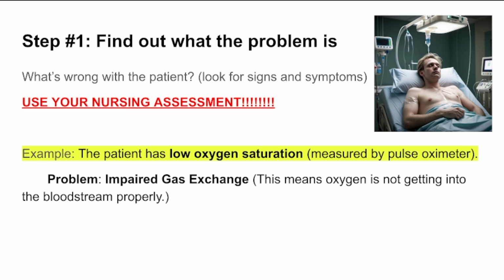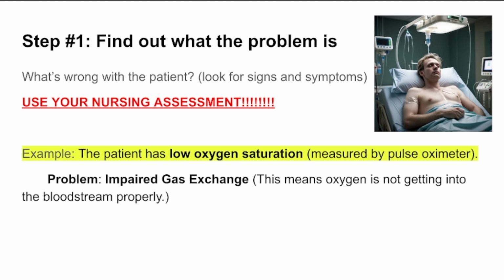So step one is to find out what the problem is. What's wrong with the patient? Here we're going to look for signs and symptoms. In the corner we have our patient David, and we're going to use our nursing assessment skills to gather the information of what is going on with the patient. And remember, with our assessments, we're doing our head to toes. We're looking for objective and subjective information.